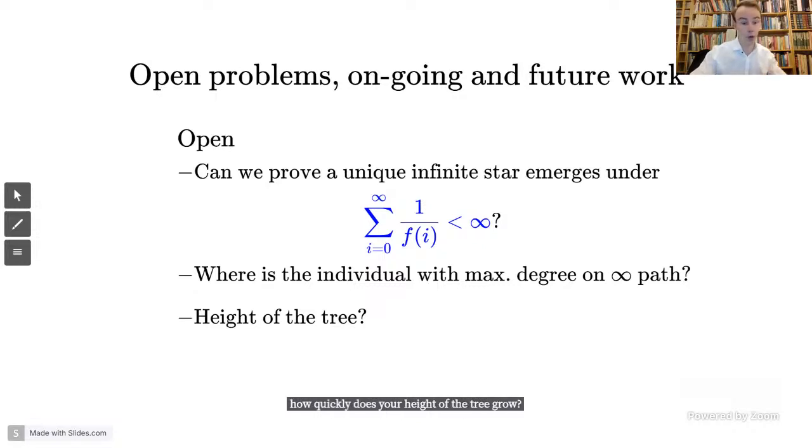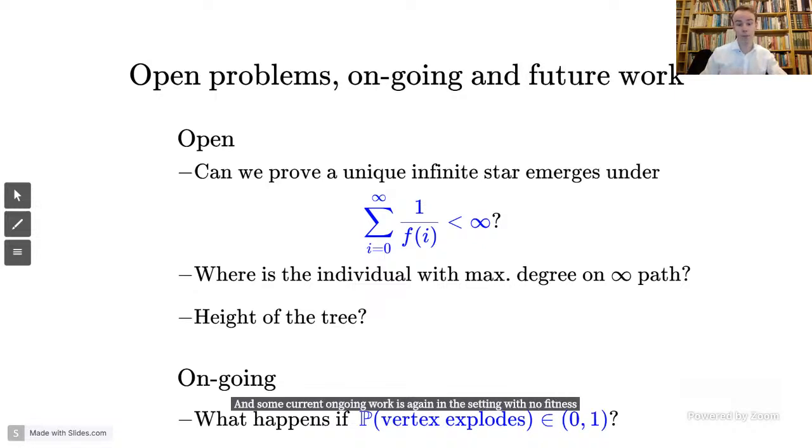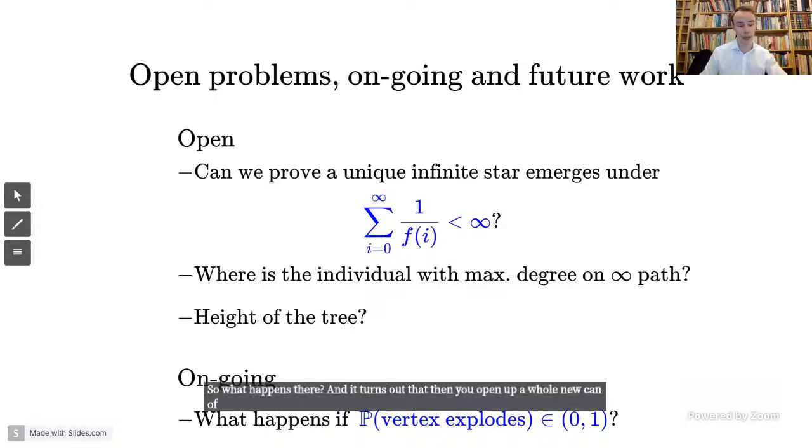And some current ongoing work is again in the setting with no fitness, where we wonder what happens if vertices explode not almost surely, but with a probability that is not 0, but also not 1. So not everyone perhaps explodes, only a fixed finite proportion of all vertices will actually produce an infinite number of children. So what happens there? And it turns out that then you open up a whole new can of worms of interesting behavior.